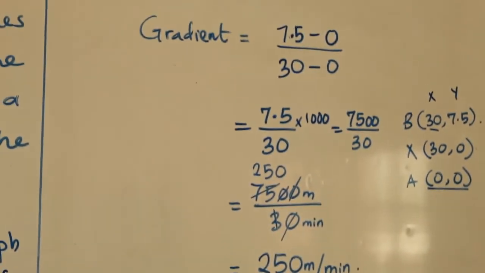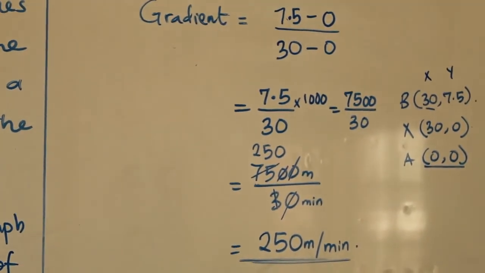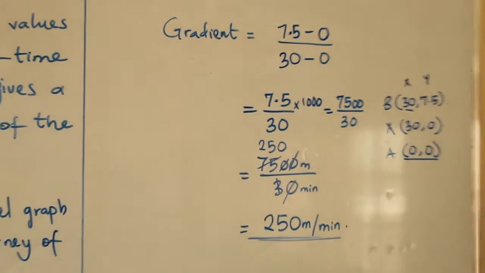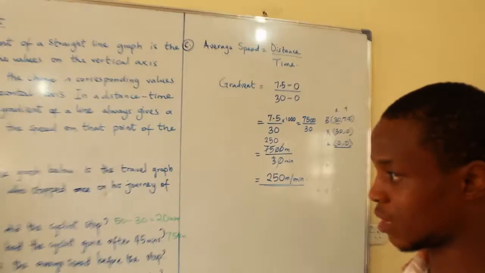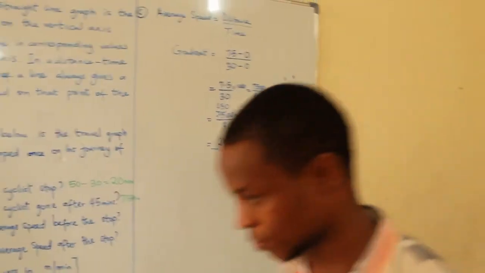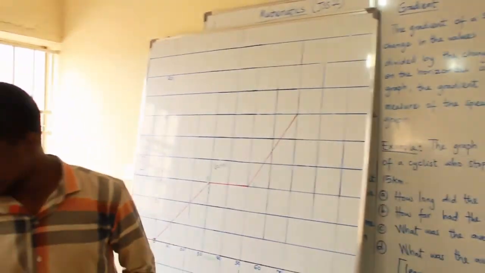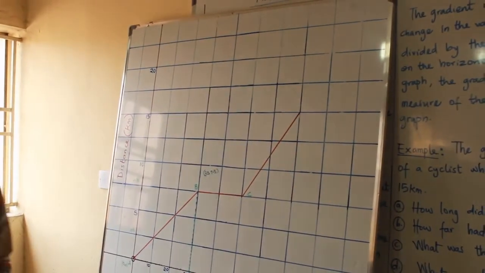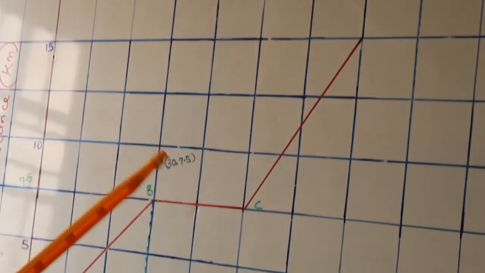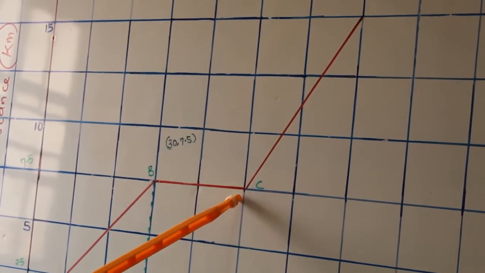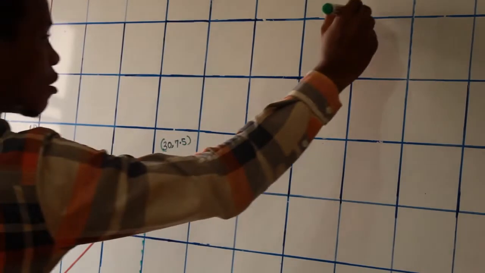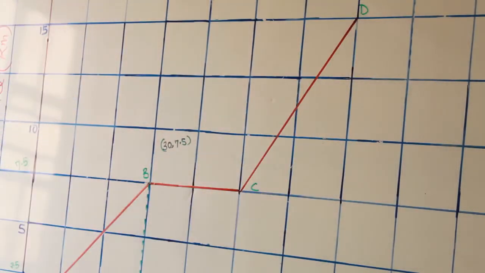Now, average speed after the stop. We'll go to our graphs so we can trace the points down and then check the horizontal values and vertical values. Now, the point after the stop starts from C. And I'm going to name the extreme, the point of final stop, D.